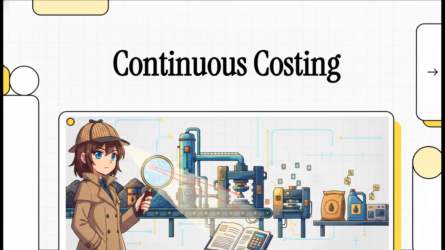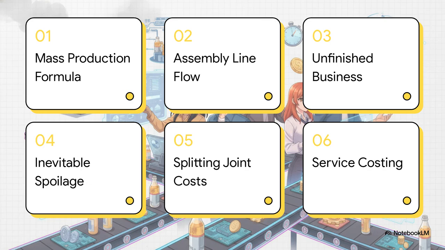We're going to track every single lost cent on the factory floor, all the way from massive heaps of raw material straight to the final product you buy on the shelf. Here is our factory blueprint for today. We're going to cover 1. The mass production formula, 2. The assembly line flow, 3. Unfinished business, 4. Inevitable spoilage, 5. Splitting the joint costs, and finally 6. Costing non-physical services. Let's get right into it.